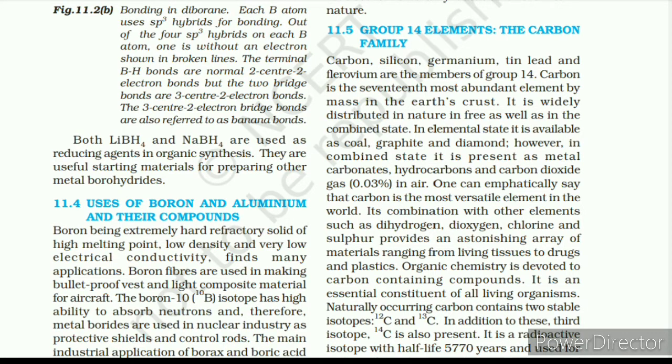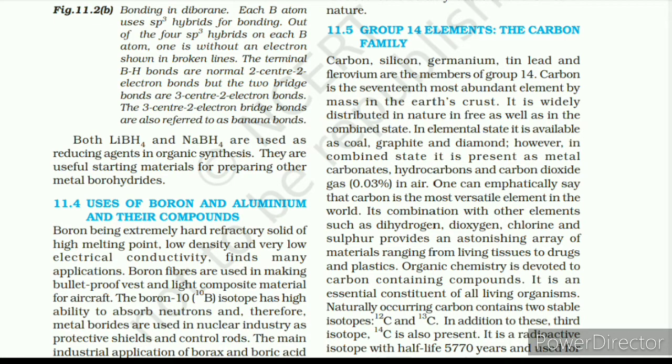11.5 Group 14 elements, the carbon family. Carbon, silicon, germanium, tin, lead and Flerovium are members of Group 14. Carbon is the 17th most abundant element by mass in the Earth's crust. It is widely distributed in nature in free as well as in combined state. In elemental state, it is available as coal, graphite and diamond. However, in combined state, it is present as metal carbonates, hydrocarbons and carbon dioxide gas in air.